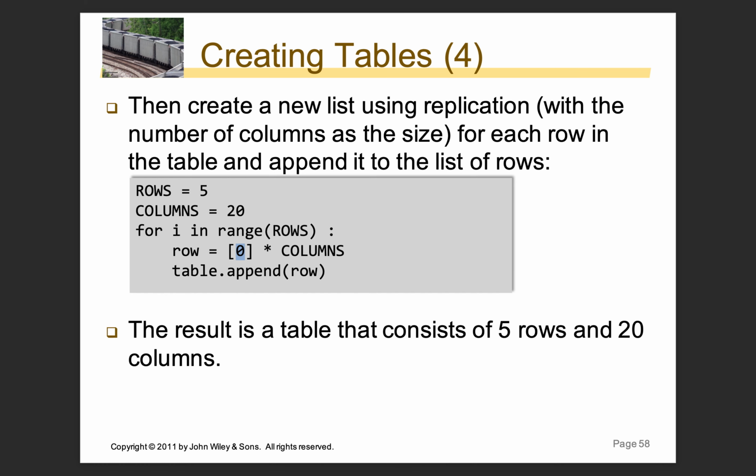By using this kind of replication, I don't actually have to type out all of these zeros and put all of these commas in. I can just do it with a quick Python script. So the result is a table that consists of 5 rows with 20 columns.